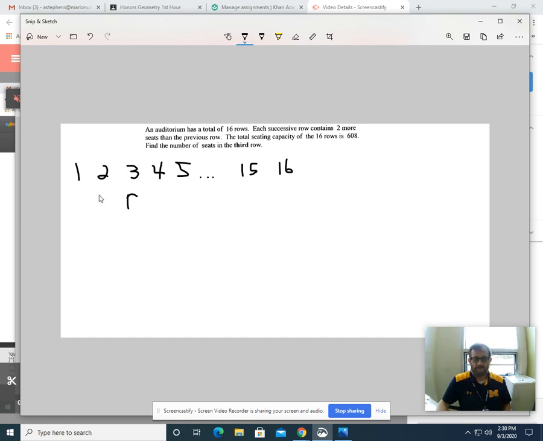Well then the second row has R minus 2 because it is 2 less. And this one has R minus 4 because it has 2 less than the one before it. And the fourth row has R plus 2. And the fifth row has R plus 4. And so on and so forth. I'm not going to write them all out, it would take me a really long time. But we're going to have a bunch of them here in the middle, right? And then we're going to get down.